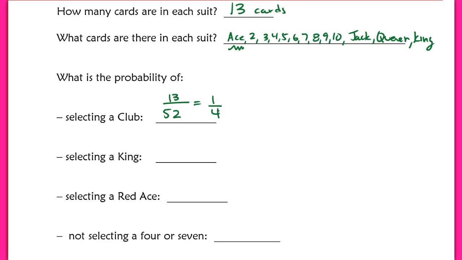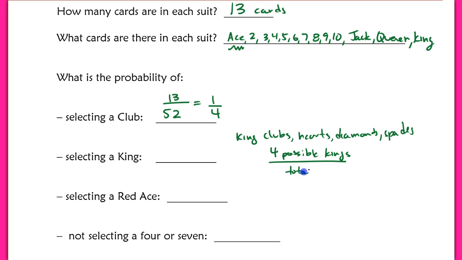Now the probability of selecting a king, we have to think about all of the possibilities of kings. There is a king of clubs, there is a king of hearts, there is a king of diamonds, and there is a king of spades. So that means there are only, this time, 4 possible king cards out of a total number of cards, which is 52. Okay, so here we have 4 out of 52, and that probability is much smaller. This is 1/13. So I have a 1 in 13 chance of selecting a king.